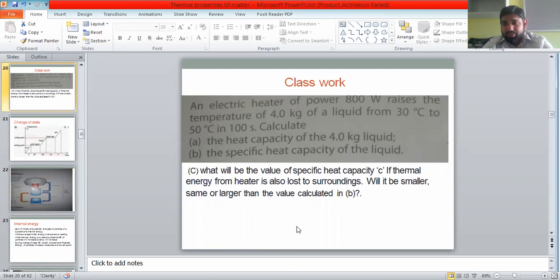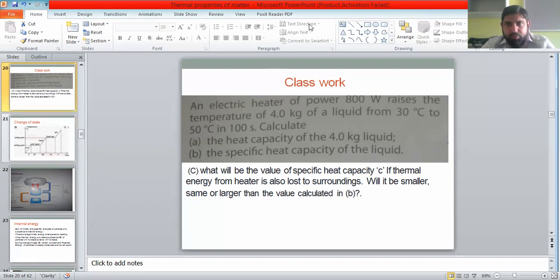And then there is a trick question. What will be the value of specific heat capacity c if thermal energy from the heater is also lost to the surroundings? For example, we have not provided good lagging or good insulation for the apparatus. So what will happen to our calculated specific heat capacity value? You need to ponder on it, have a look at the equations, and mention in the comments what you think will be the value of specific heat capacity. Will it be lower than the true value, or will it be equal to or higher than the true value? I'll be answering you in that comment box.